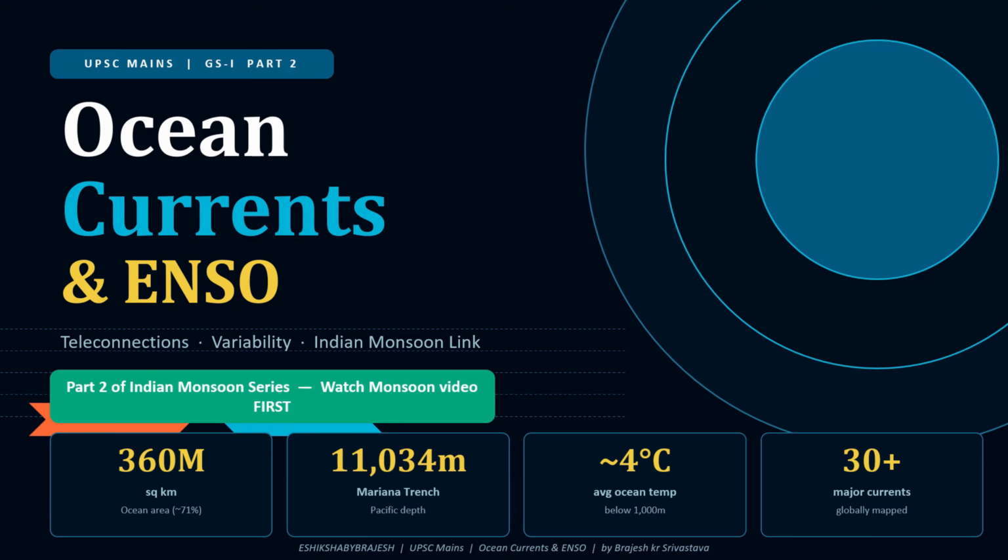Notice the 4 statistics at the bottom of the screen. The ocean covers 360 million square kilometers, 71% of Earth's surface. The deepest point, the Mariana Trench, plunges to 11,034 meters. The average temperature below 1,000 meters is just 4 degrees Celsius, near freezing. And there are over 30 major ocean currents mapped globally. The ocean is not just water, it is the climate engine of our planet, and mastering it is essential for UPSC GS1. Let us begin.